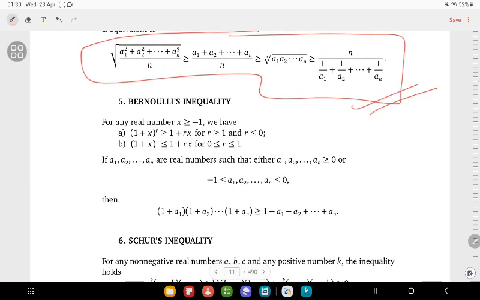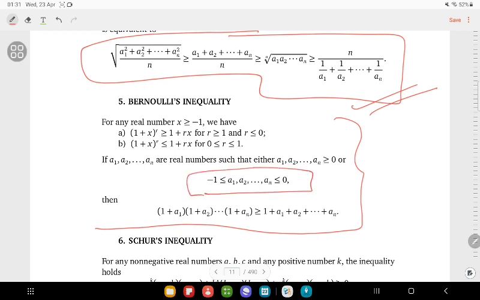The next one is Bernoulli's inequality. It's quite a famous one. (1 plus x) to the power n is greater than or equal to 1 plus rx for these situations. You have to keep this in your head, and some other situations are also there. Do memorize all these things.